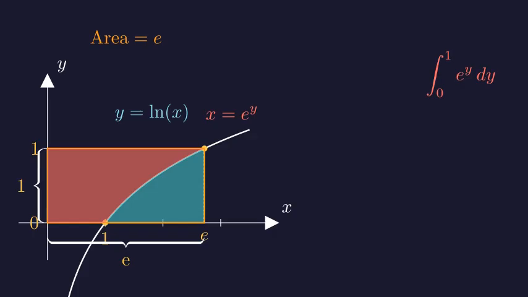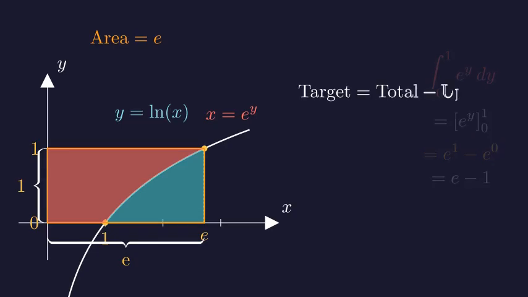The antiderivative of e to the power of y is just e to the power of y. Evaluating this from 0 to 1 gives us e to the power of 1 minus e to the power of 0. Since anything to the power of 0 is 1, this upper area equals e minus 1.